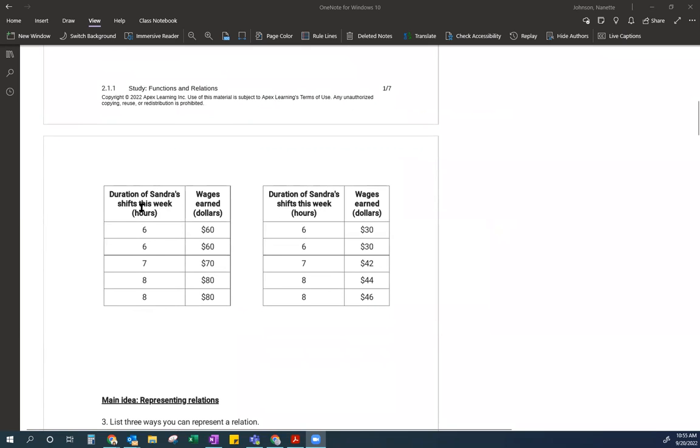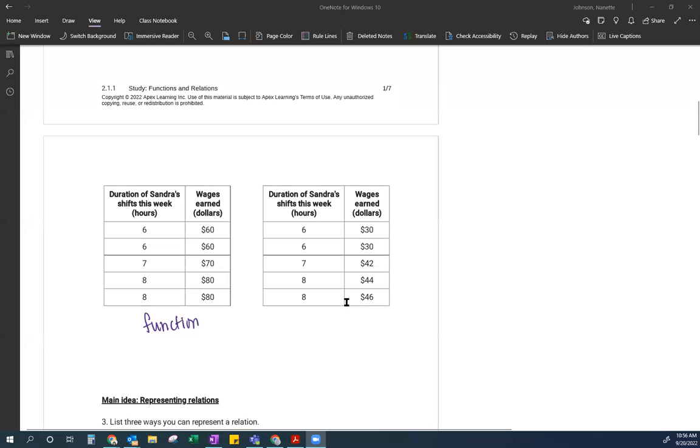So here, if you notice, the duration of Sandra's shifts is 6, and she got $60. She worked 6 hours and she got $60. She worked 7 hours and she got $70. 8, 80, 8, 80. You can almost see the pattern that you see here. And because I can describe that pattern, this is a function because each input has only one output. See the 8 here, it's 80 no matter what.